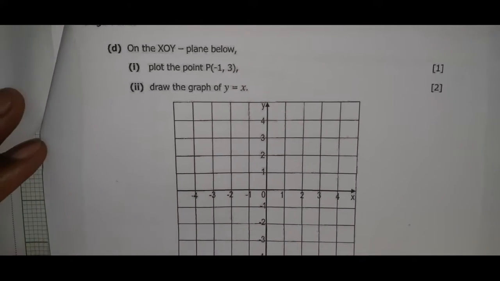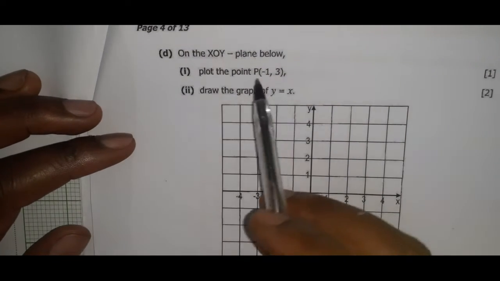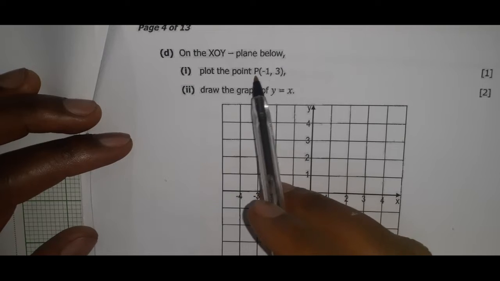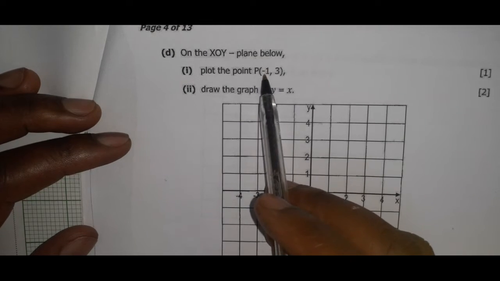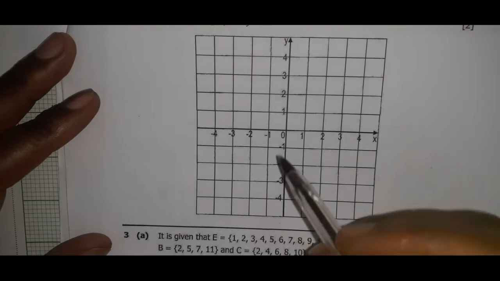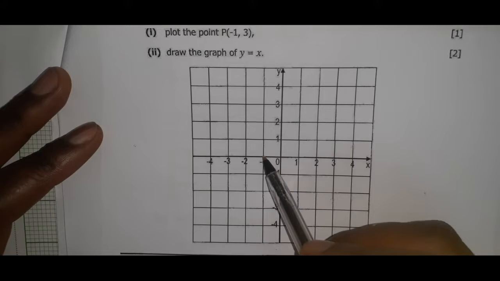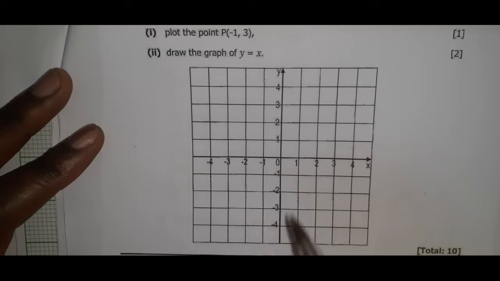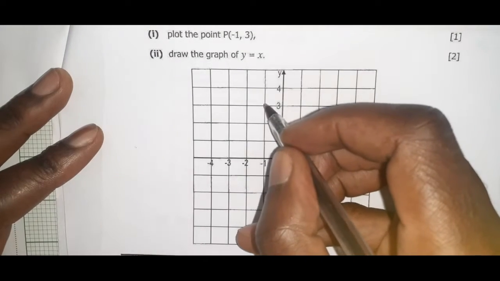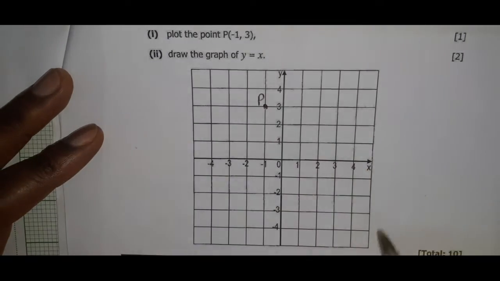Okay? So you come to this one. On the x-y plane below, plot the point P. And P is negative 1, 3. Negative 1, 3. When we are plotting, we always start with the x-coordinate. So the x-coordinate is this one. Then 3 is here. So this is the point where P is.